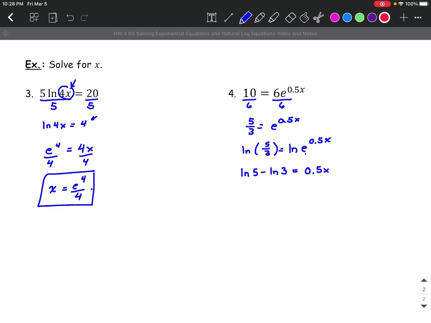Last step here, we want to get the x by itself. We divide by the 0.5. So x equals the natural log of 5 minus the natural log of 3 all over 0.5.